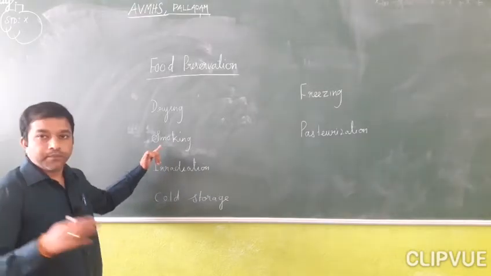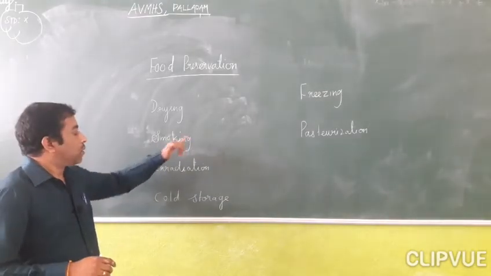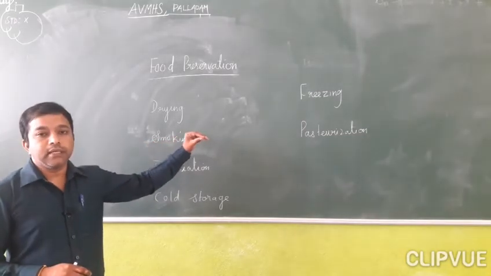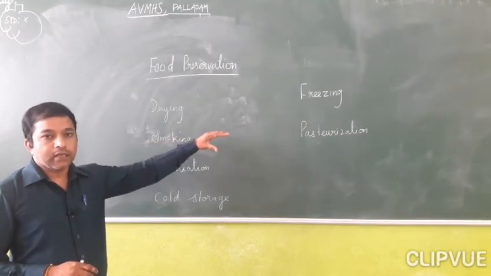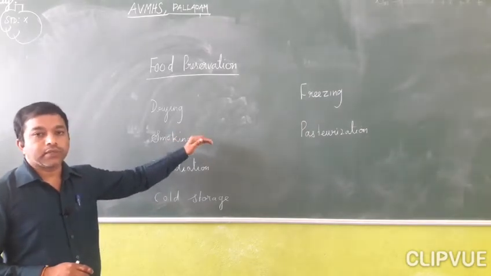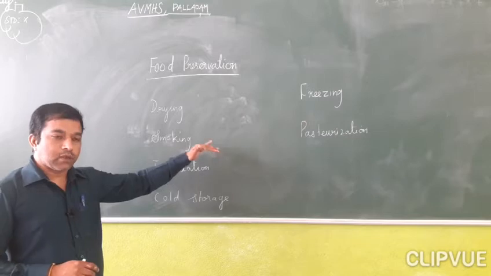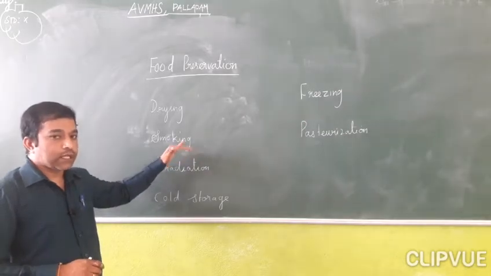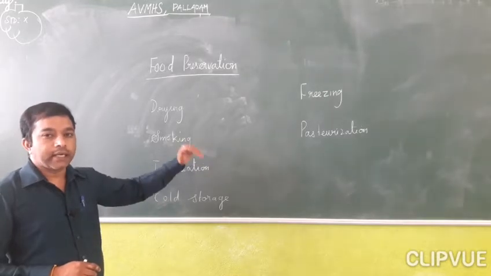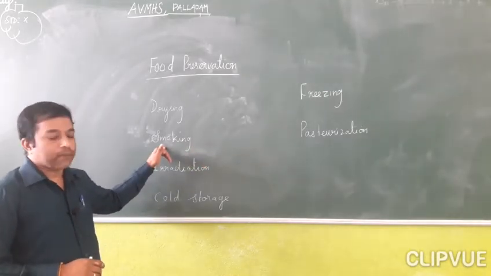So next is smoking. What is smoking? The food items are sprayed with certain smoke. The fishes and other vegetables are sprayed with smoke so that they can be retained for a long time. This is called smoking. The moisture content in the food can be dried by using smoking.